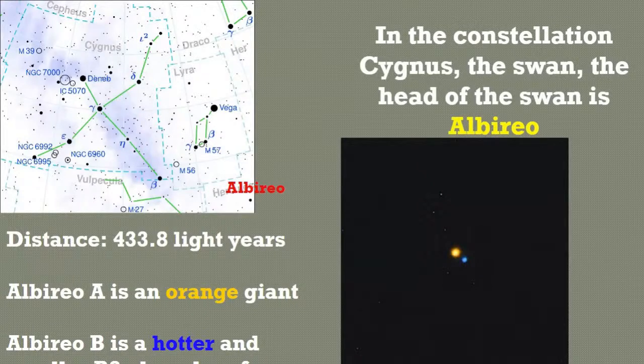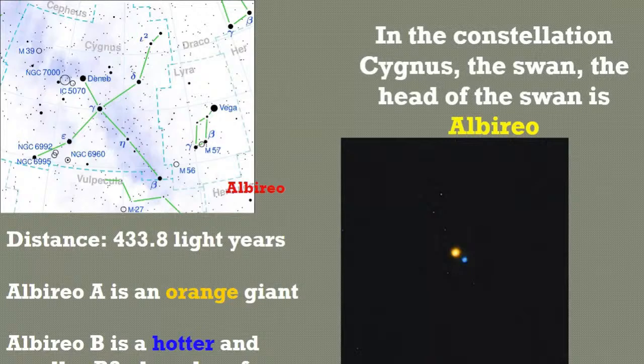Oh, can't go on yet, because the next slide shows M27. M27 would be, of course, the 27th item that Messier found and put in his catalog. You'll see that in the next slide. Before we leave, M57 is over there. We're going to see that too.